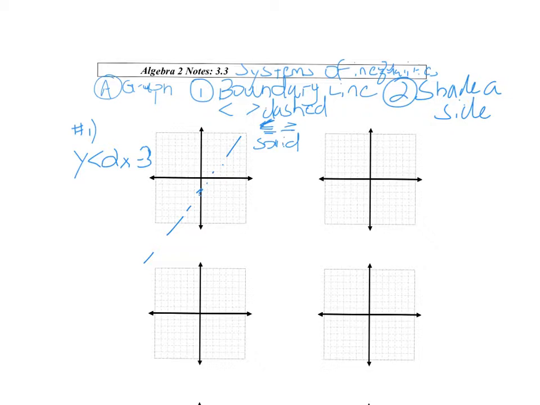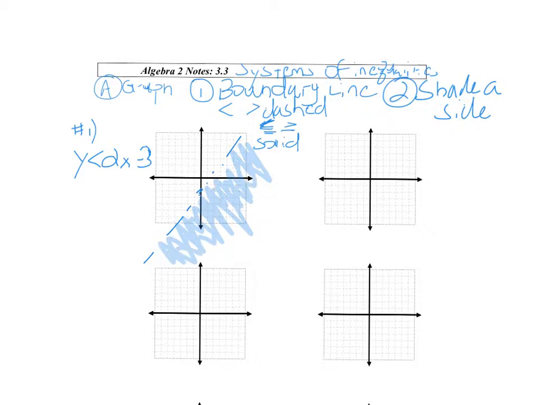Now there's 2 ways to do this. One is, if it's solved for y, you can say y is less than this line. So then I would shade everything underneath the line. I would shade all of this.